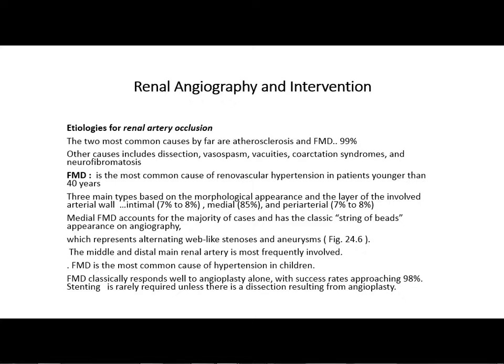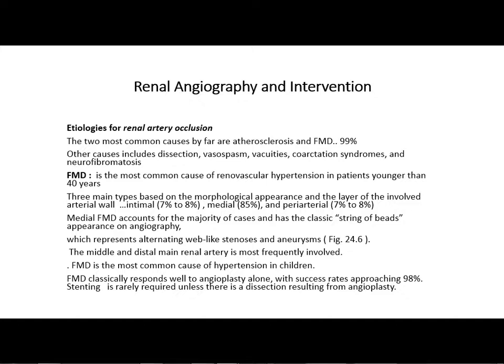Etiology for renal artery occlusion. The two most common causes by far are atherosclerosis and fibromuscular dysplasia, which account for 99%. Other causes include dissection, vasospasm, vasculitis, coarctation, etc. Fibromuscular dysplasia is the most common cause of renovascular hypertension in patients younger than 40 years.